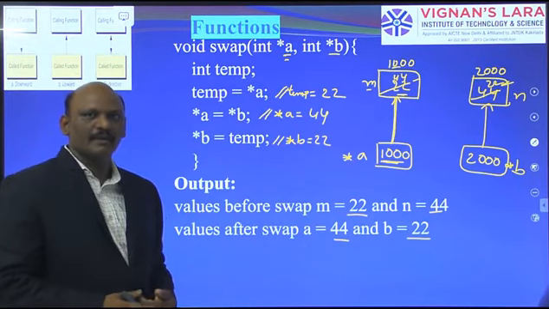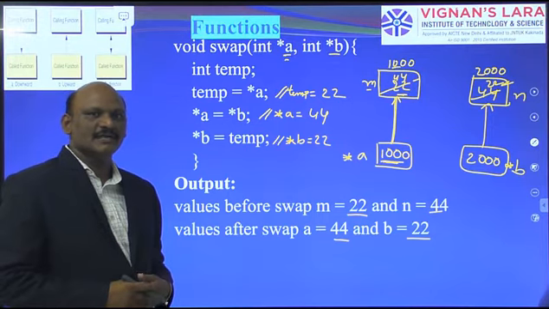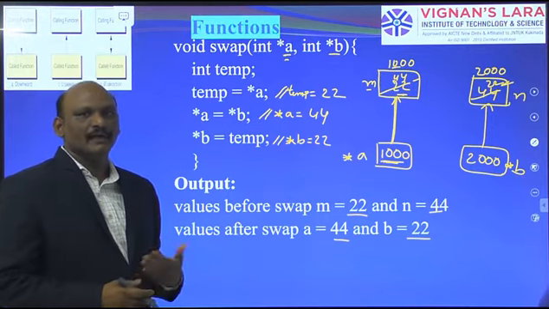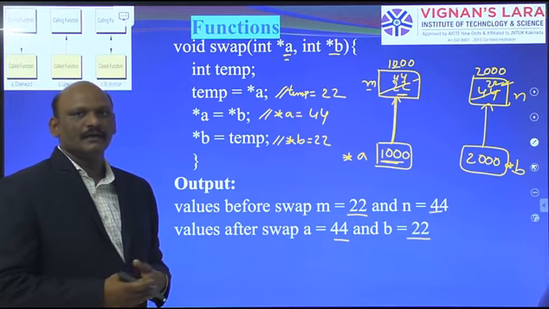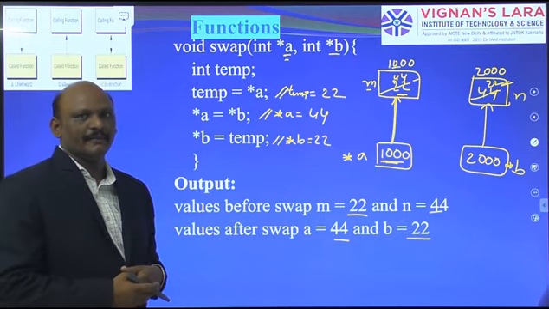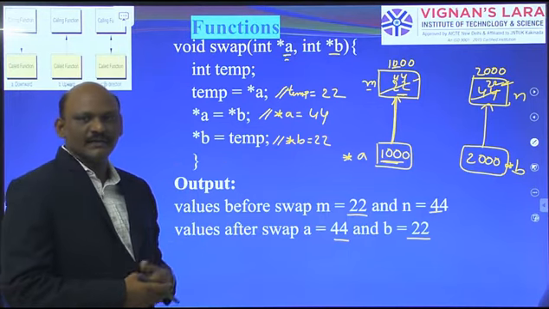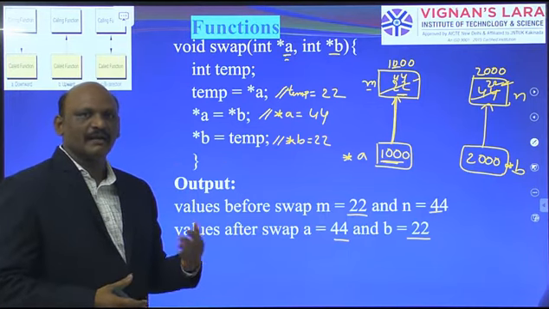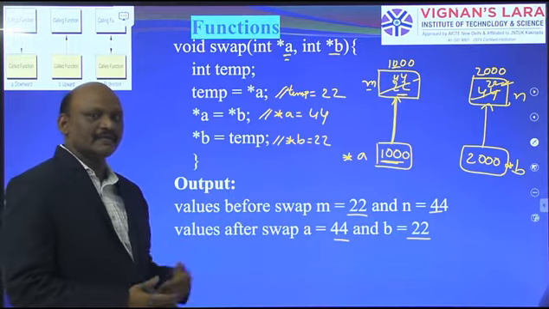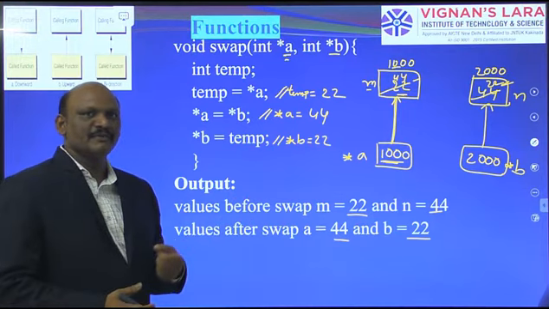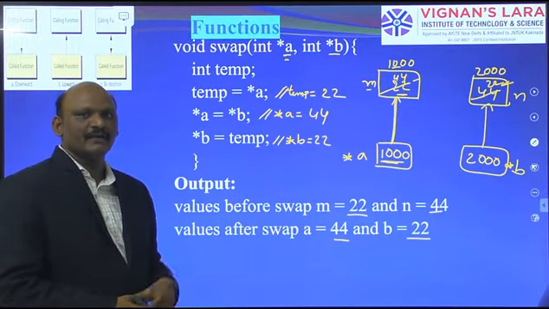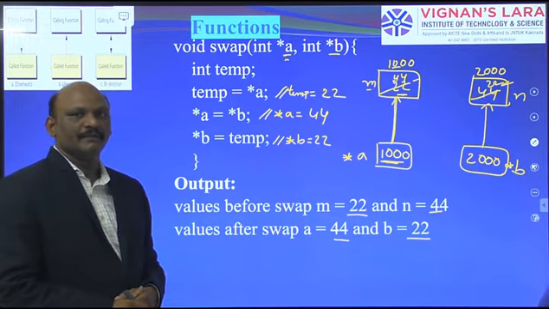In case of call by value, whatever changes are done on the formal parameter will not show the effect on actual parameters, right? In that case, separate memory locations are used for the actual parameter and the formal parameter. In case of call by reference, the same memory is used for both the actual parameter and the formal parameter.